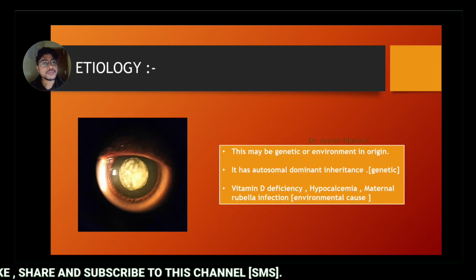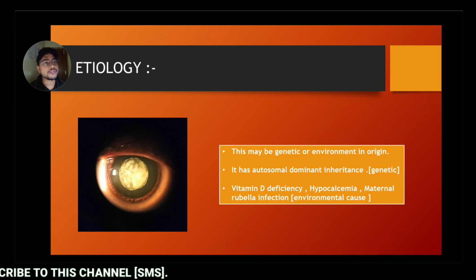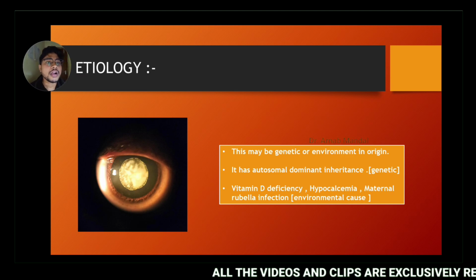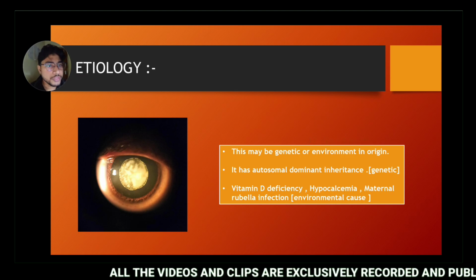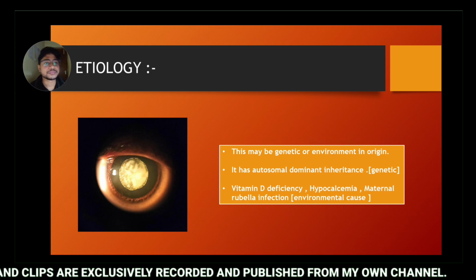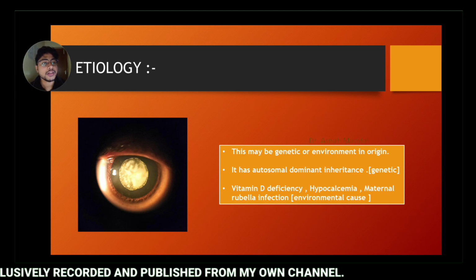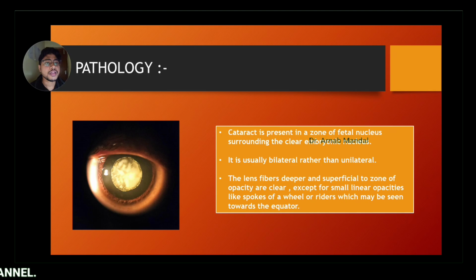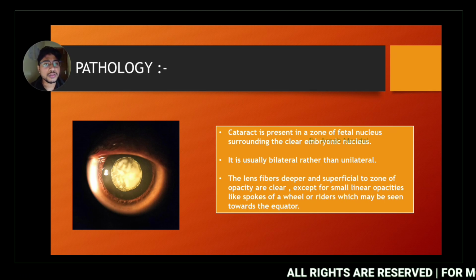In etiology, this may be genetic or environmental in origin. Basically, in genetic it is an autosomal dominant type of inheritance, whereas environmental causes can be vitamin D deficiency, hypocalcemia or maternal rubella infection. So we have to rule out each and every cause to find the cause of the disease. Next, regarding the pathology, as such there is not very much to learn, but let's see.